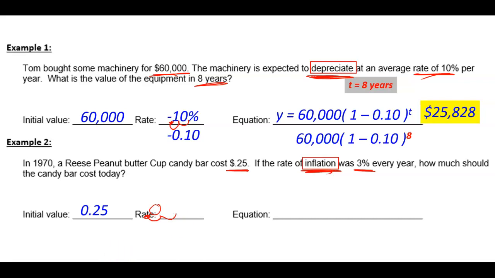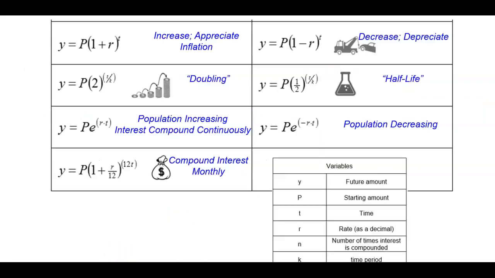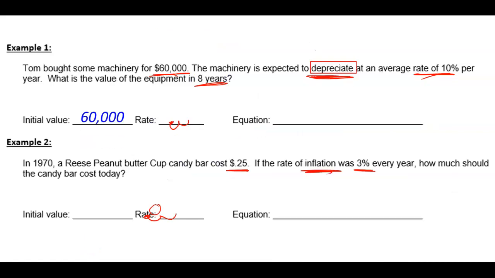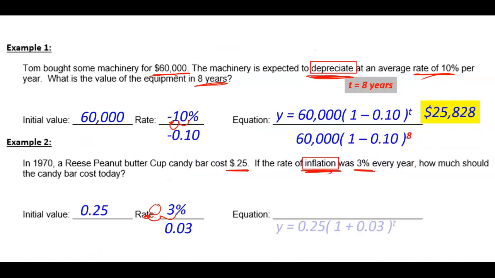Okay. And then the equation. Now let's go back in time a little bit. All right. Which one of these says inflation? The first one. So let's try that. We're going to fill this in. So it's going to be P first, which we know is 0.25, then 1 plus R, which is 0.03, to the power of T. What's the T going to be?